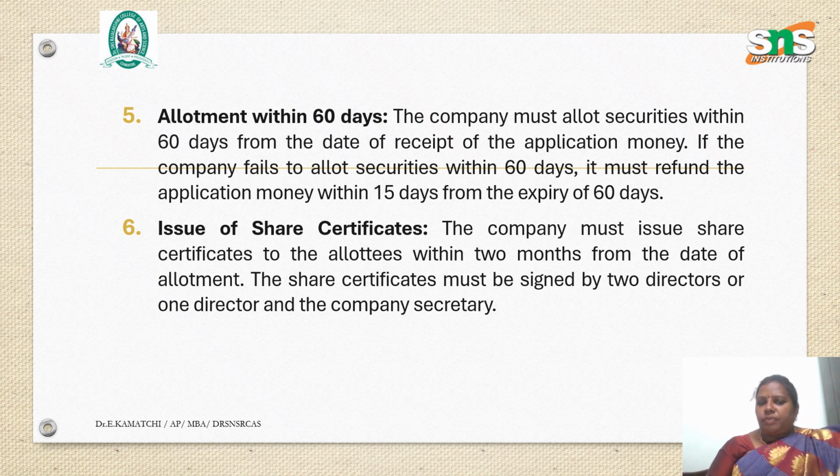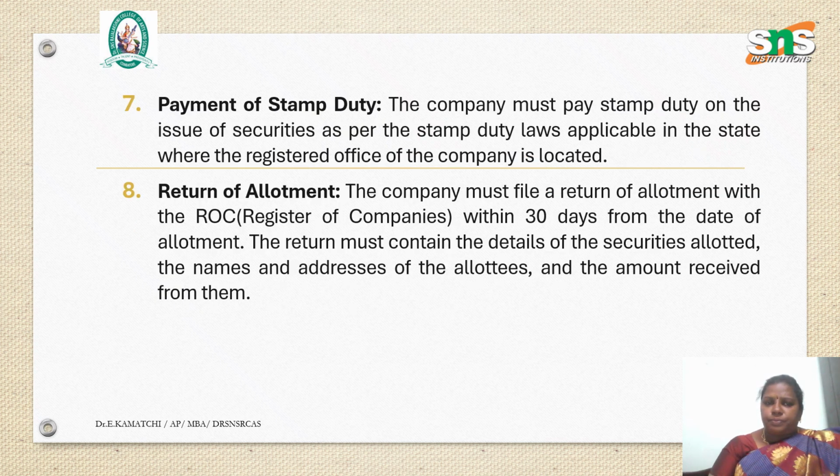Issue of share certificate. The company must issue share certificates to the allottees within 2 months from the date of allotment. The share certificate must be signed by 2 directors or 1 director and the company secretary. Payment of stamp duty. The company must pay stamp duty on the issue of securities as per the stamp duty laws applicable in the state where the registered office of the company is located.